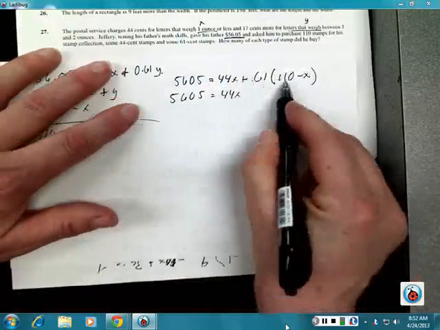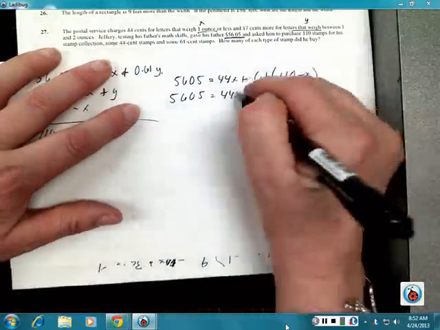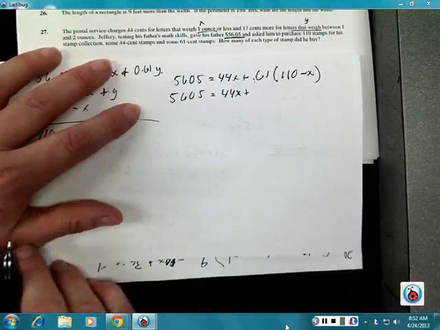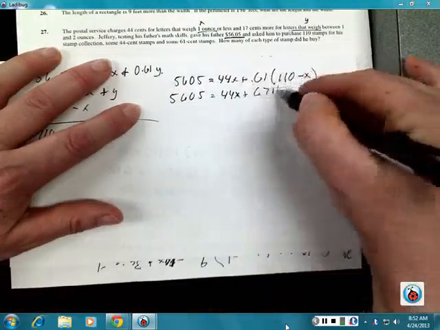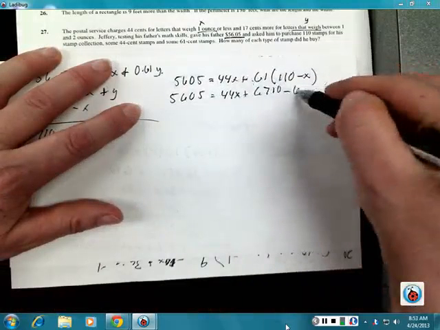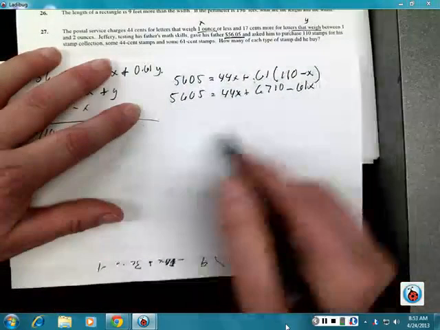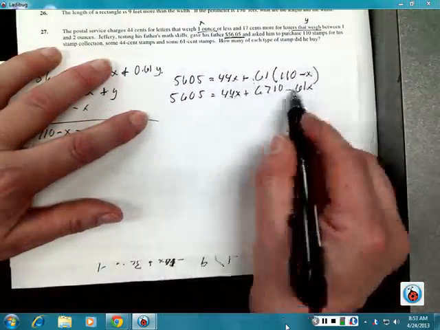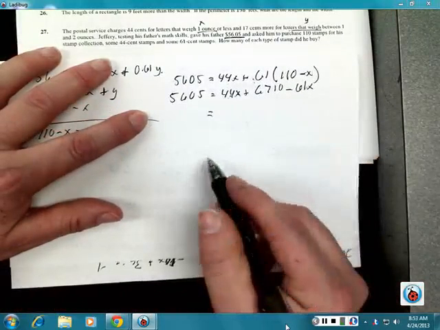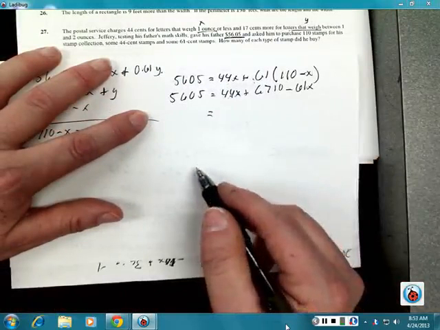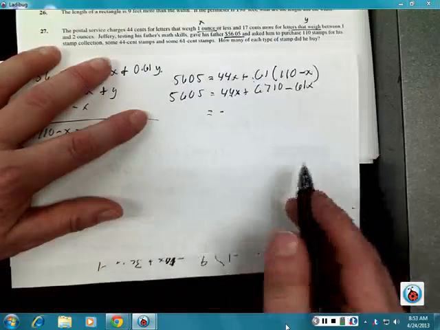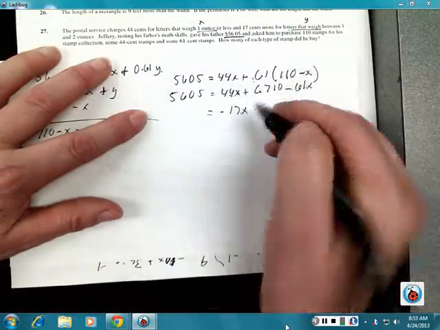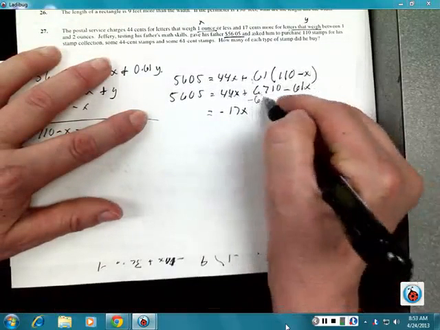Plus 61 times 110? What does that give you? 61 times 110. 6,710, okay. 61 times a negative x, that's the easy one, I can do that one. And put my 44x and my negative 61x together. What's that give me? Give me a negative number. Negative 17x. And then move my 6,710 over.